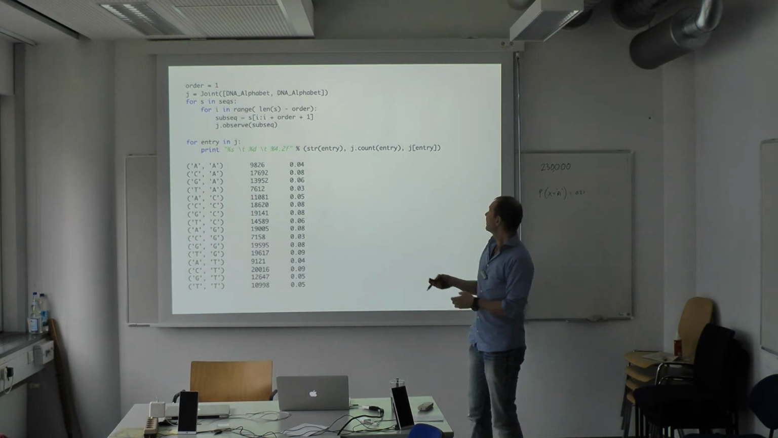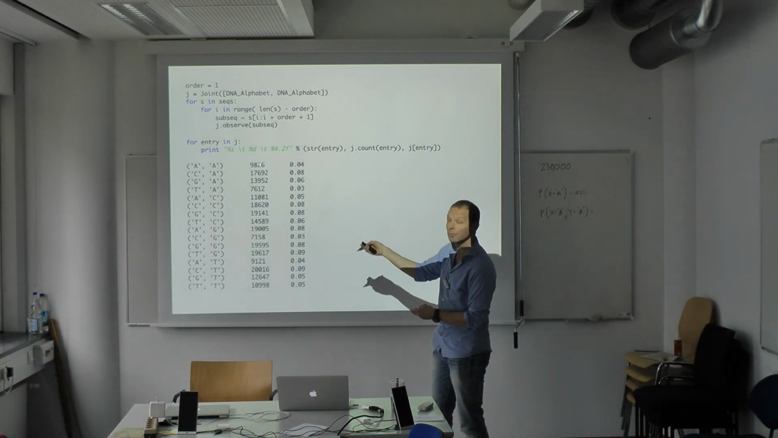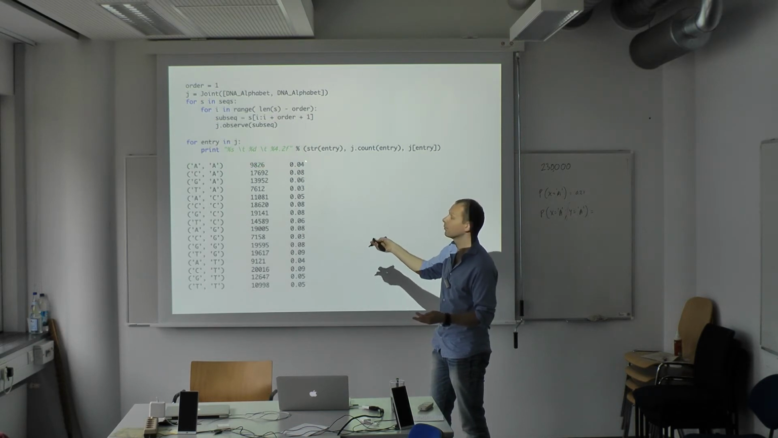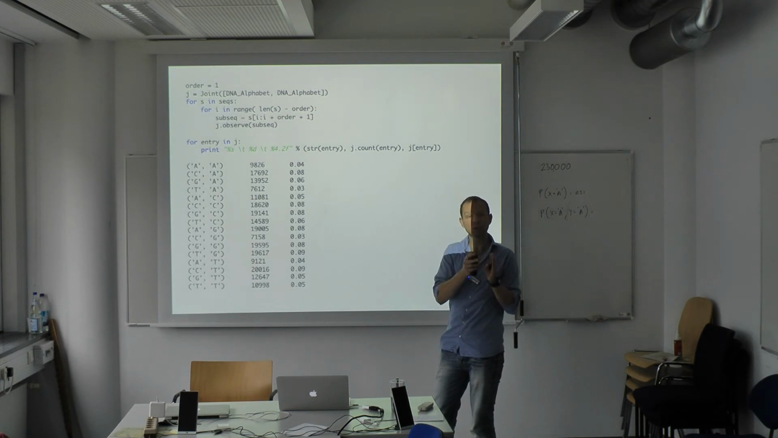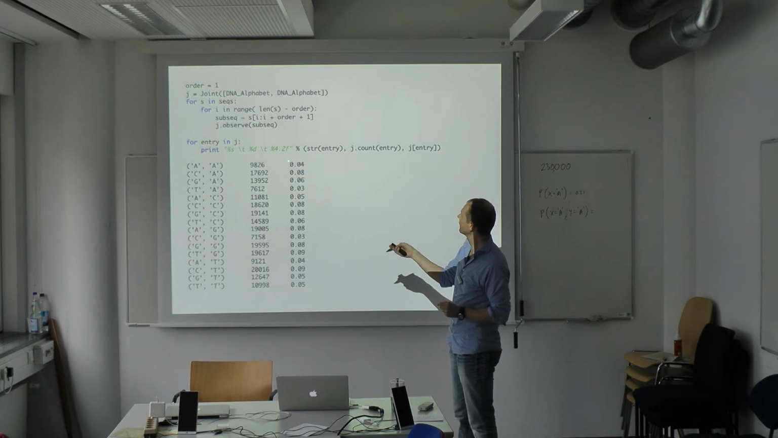Now if I want to identify a pair instead, so we're talking a joint probability of X equals A and Y equals A, say. We can estimate that in the same way. We just count. And it would be 9,800 occurrences of A followed by A, which is 4% of all the dinucleotides or dimers in our sequence data.